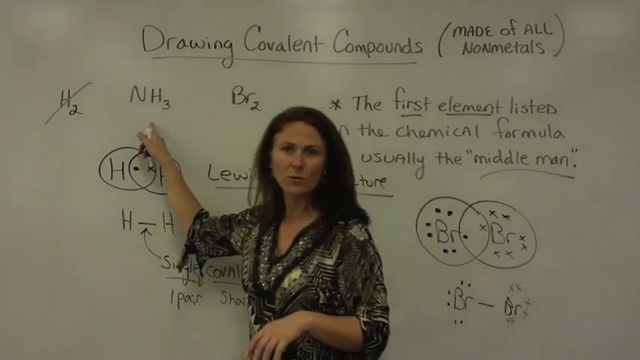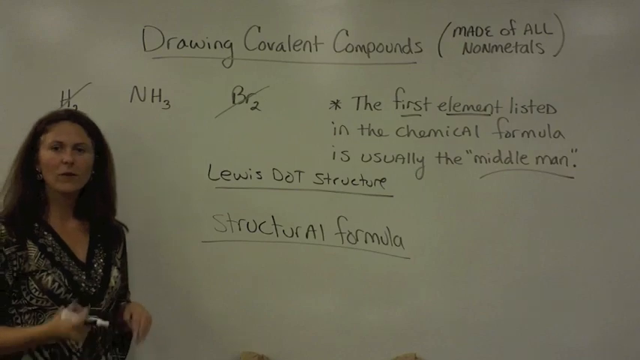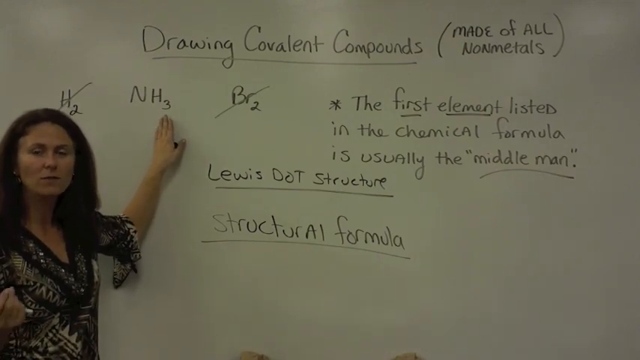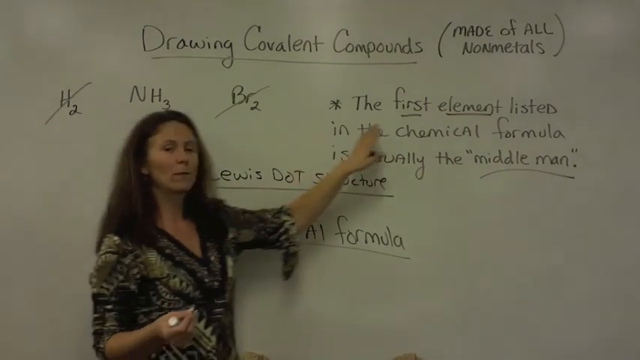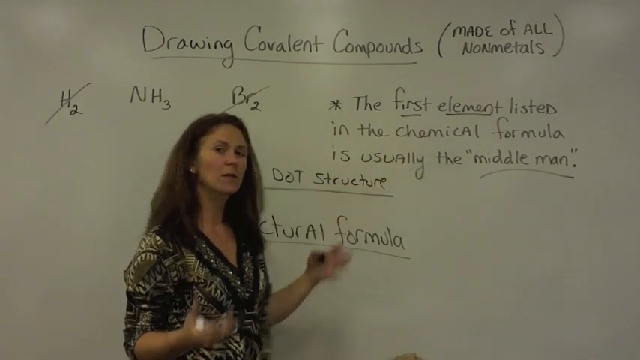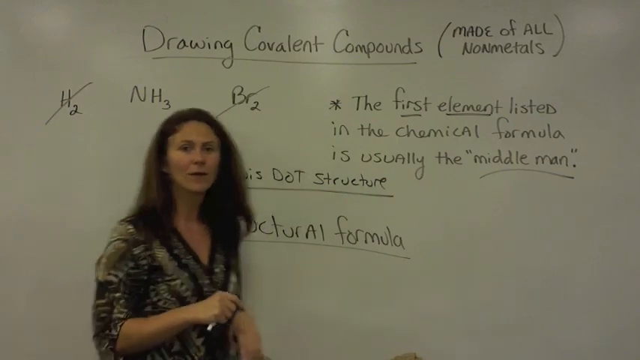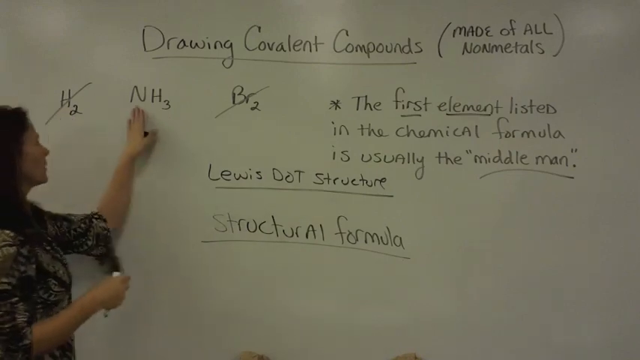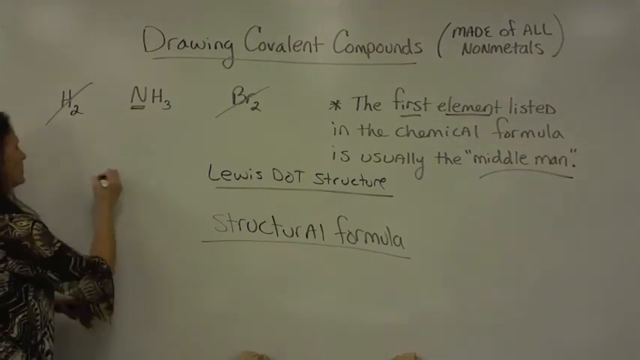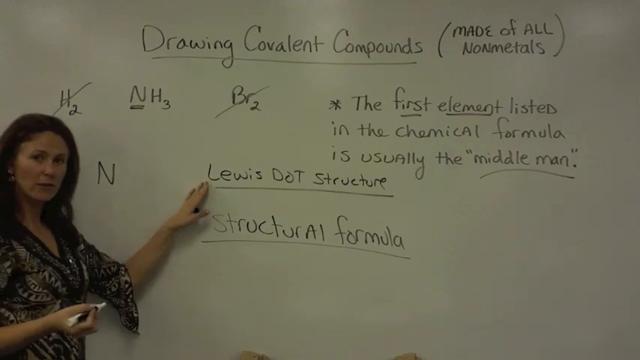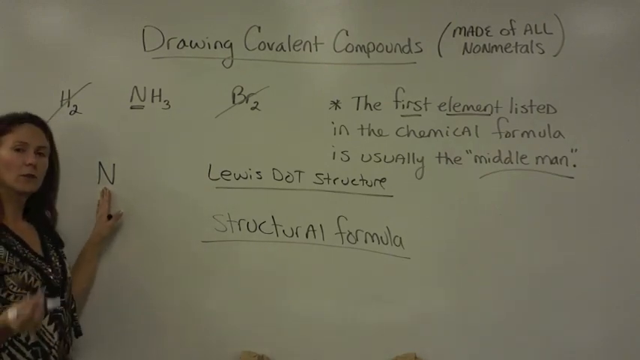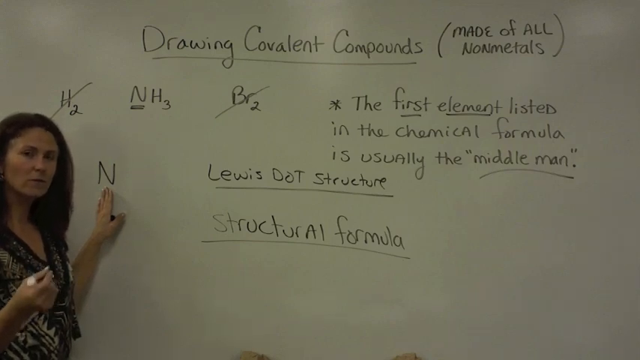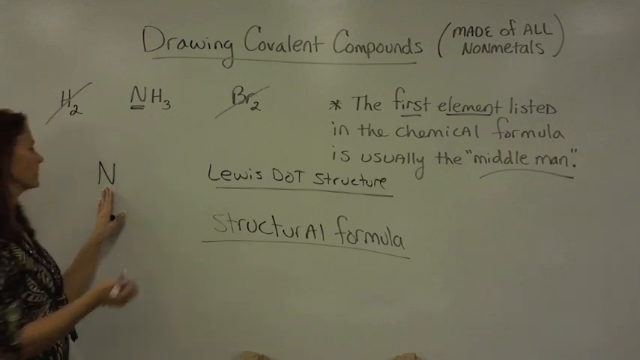Our third one, let's do NH3. Okay, the last one we're going to do is NH3. Now NH3 has more than just 2 atoms involved in the chemical formula. So remember, the first element that usually appears in the chemical formula is our middleman, the atom in the middle, and the other atoms are going to be bonded to it. So we're going to put nitrogen in the middle. We're going to draw our Lewis dot structure. Nitrogen, if you look on the periodic chart, it's in group 5A. So it has 5 valence electrons, which requires us to do 5 dots.